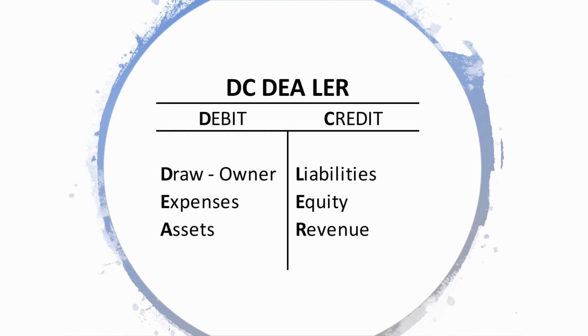So DEA is increased by a debit entry. LER is increased by a credit entry. So once again, DC stands for debit and credit. DEA stands for draw, expenses, assets. LER stands for liabilities, equity, and revenue. Let's move on to some practical examples.